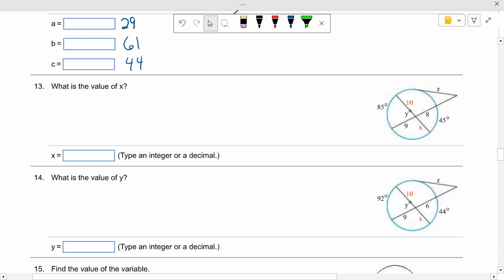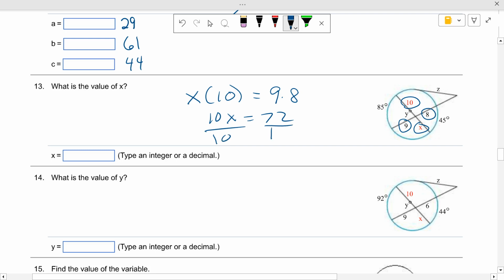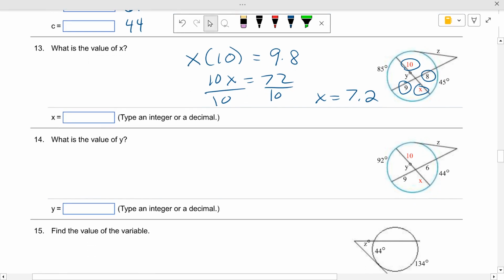Okay, now to find x. X is here, 10 is here, 9 is here, 8 is here. So you take x times 10 equals 9 times 8. So 10x equals 72, divide by 10. X equals 7.2. To find y, y is an angle, this angle here.